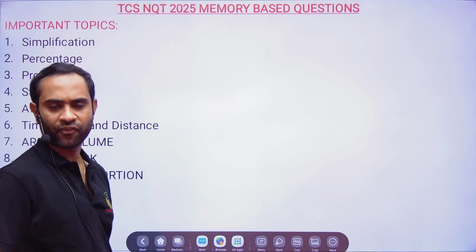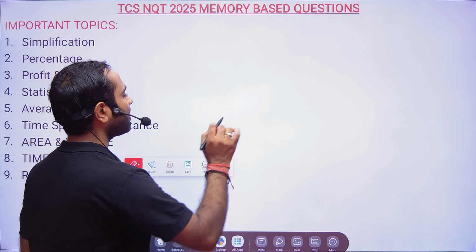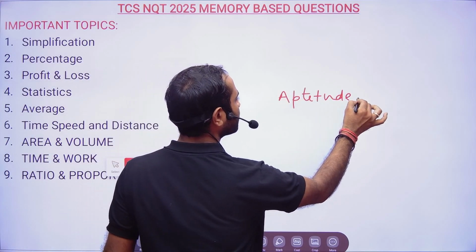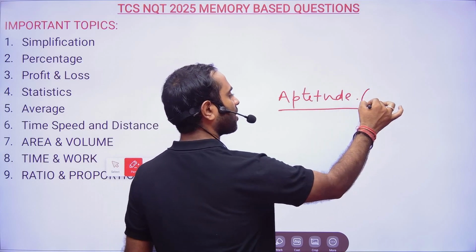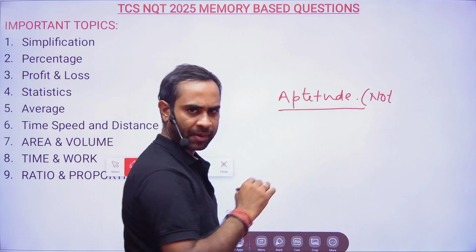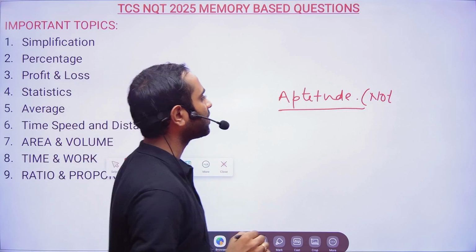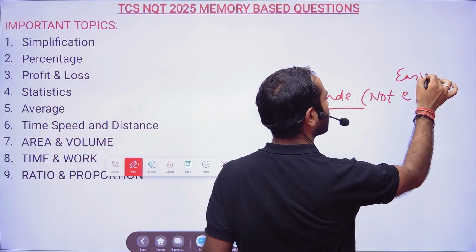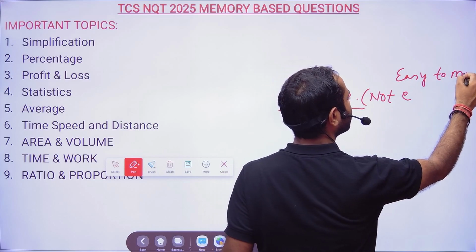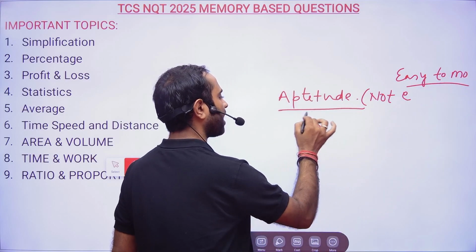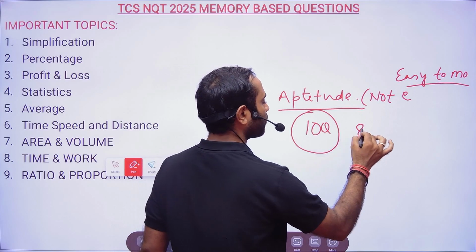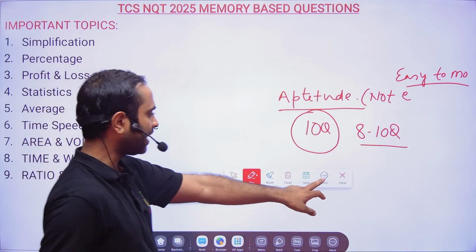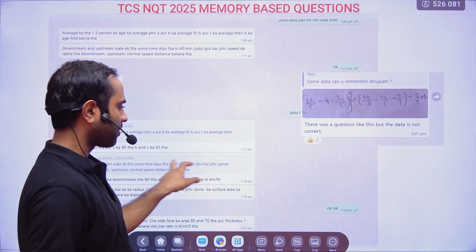We'll talk about the cutoff, then the aptitude questions. Everyone is saying, sir, this year in 2025, aptitude is not very difficult. You will also be able to see the difficulty level of the problems in today's class: not very difficult, easy to moderate. When it is easy to moderate, the cutoff will be around 10 questions. As I have told you earlier, 8 to 10 questions will be the cutoff. Anyway, now let us start with question number 1.